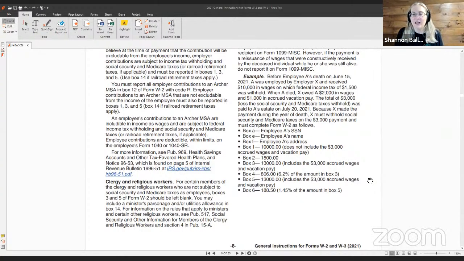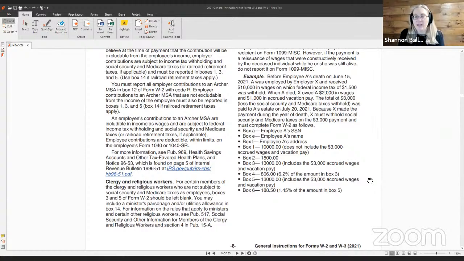Box A, employee A's Social Security number. Box E, employee A's name. Box F, employee A's address. Box 1, $10,000. And this does not include the $3,000 of accrued wages and vacation pay that was paid after death. Box 2, $1,500 because that's the federal income tax that was withheld.